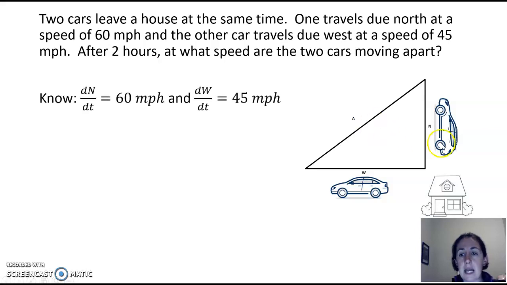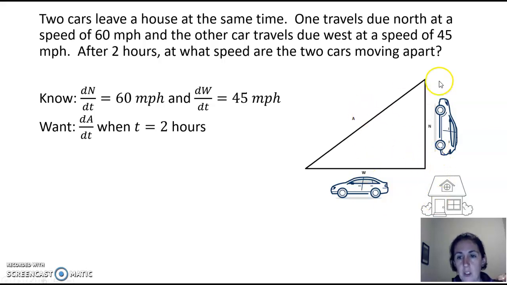So we know that dn/dt, the rate at which this car is moving, is 60 miles per hour. And we know dw/dt, the rate at which this car is going, is 45 miles per hour. And I want to know dA/dt when it has been 2 hours. So how is this all related? Well, if you're going due north and due west, you're forming this nice right angle right here. So just like the last problem, we have this nice Pythagorean theorem, w squared plus n squared equals a squared.